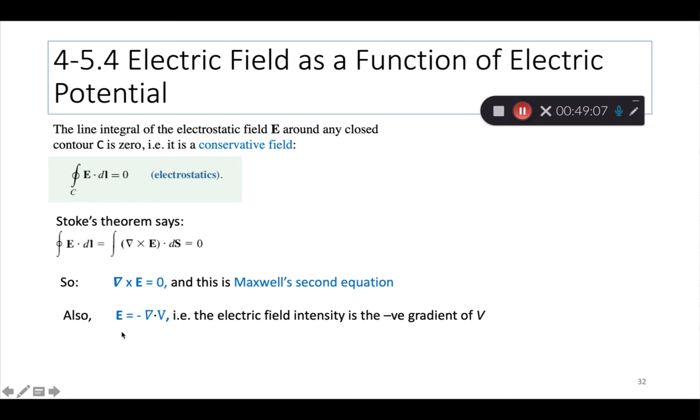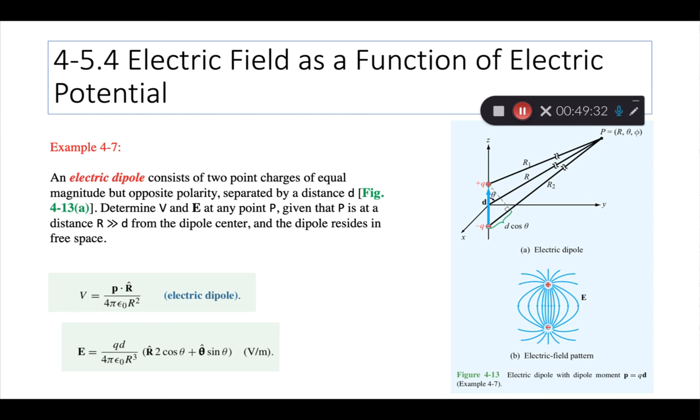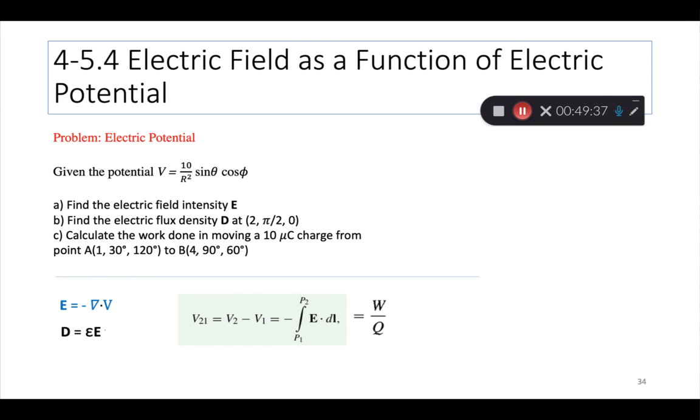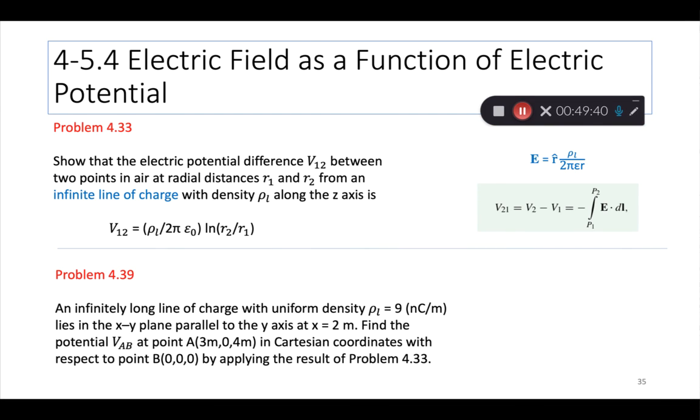Okay. Also, this formula E equals minus gradient of V, where V is the voltage potential at a certain point. So this is another important formula. It just connects field intensity to potential using the del function. Okay, so this is another formula to remember. Here's an example. Take a look at this. And then we have a problem on electric potential, actually a bunch of problems that we'll look at later on.